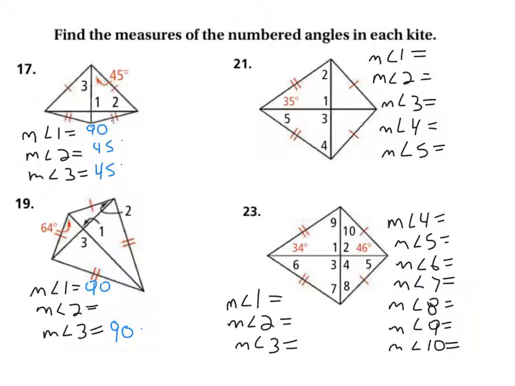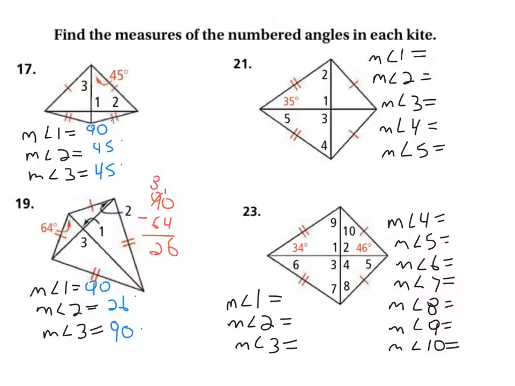And so what does that leave for here? Well, we have to do 90 minus 64, because we know that angle 1 is 90. So that leaves 90 for the other two. So if we write 90 minus 64, we get 26 degrees. So measure of angle 2, 26 degrees. Okay, moving on.